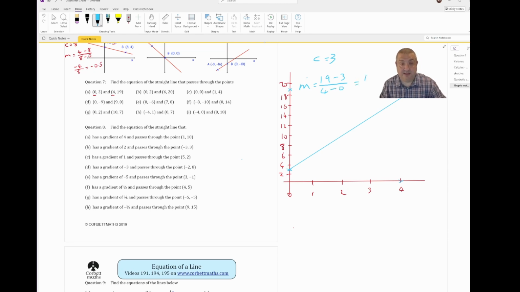19 take away 3 is 16, and 4 take away nothing is 4. 16 divided by 4 is 4. So now we've got our value for m and our value for c. So that gives us y equals 4x plus 3. Bit more complicated, but in the real world, that's probably what you're going to get in engineering.